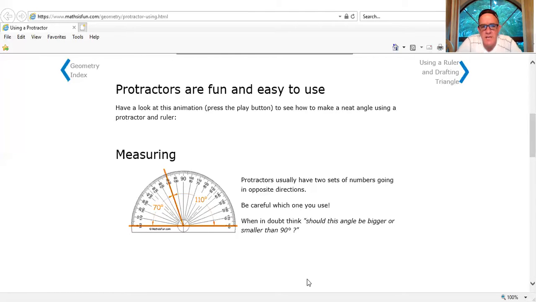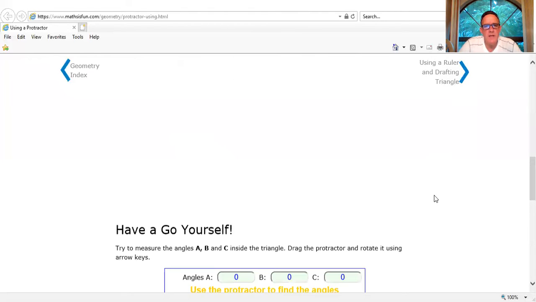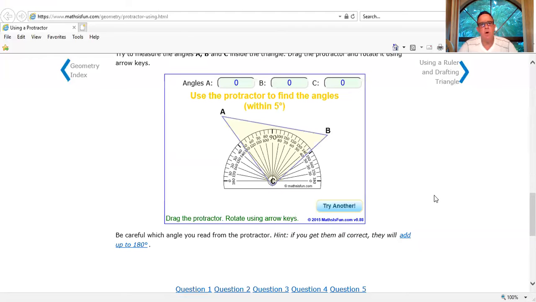Now, we know we are going to use the 110 degrees because it is greater than a right angle. It is an obtuse angle. Since it is greater than a right angle, we are going to use the greater number of 110 as opposed to 70.